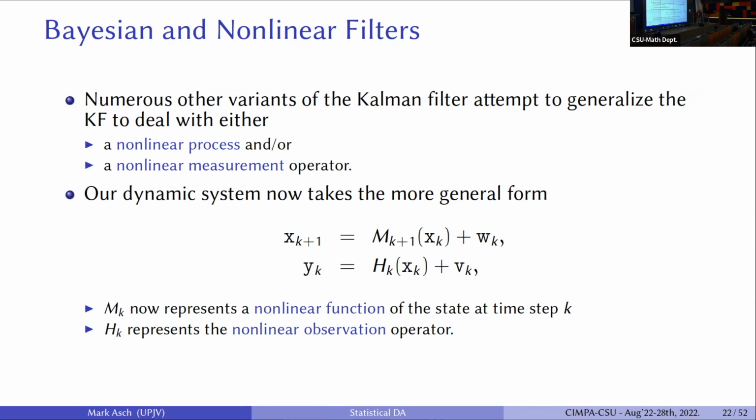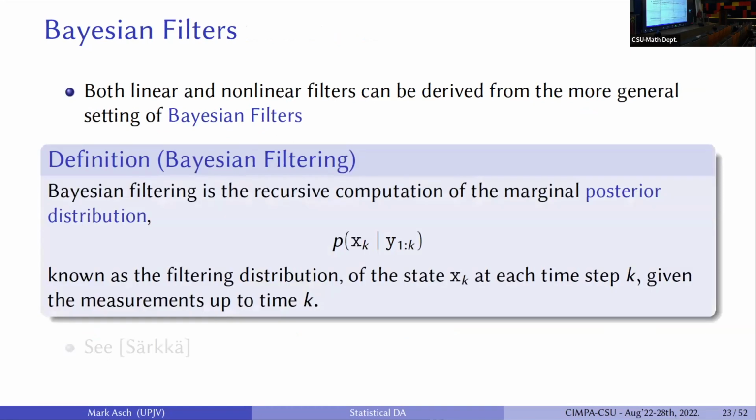And to deal with these, we can have nonlinear functions, and we can formulate extensions of the Kalman filter which go under the name of Bayesian filters. And then if you do it in the framework of Bayesian filters, it's very easy to derive all these nonlinear filters. There's a very, very good book that's available by Simo Särkkä. That book is free, it's open source.